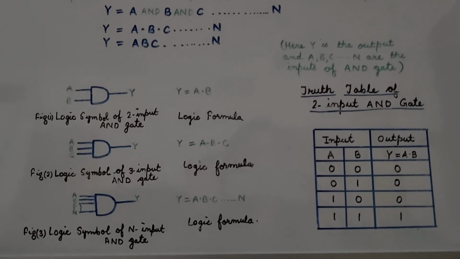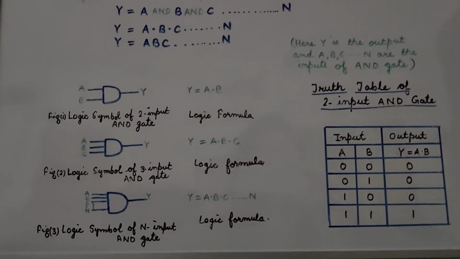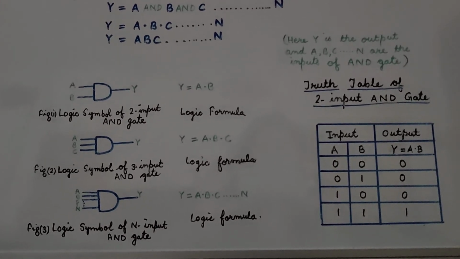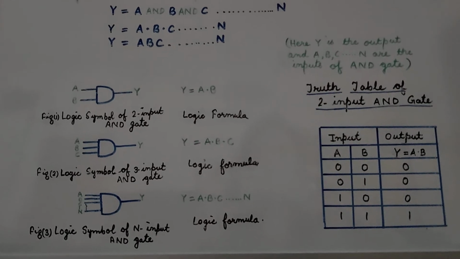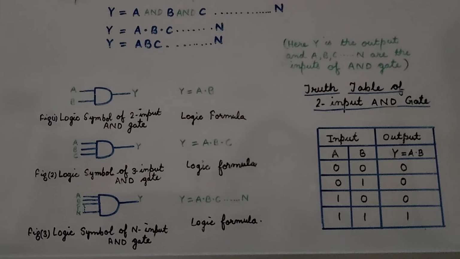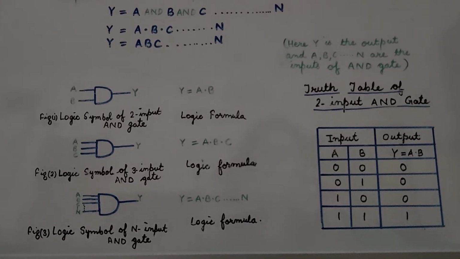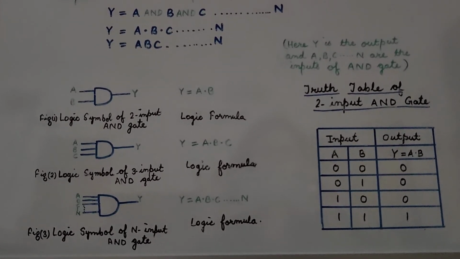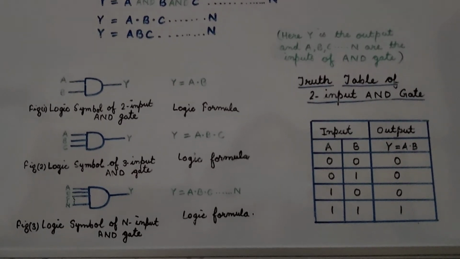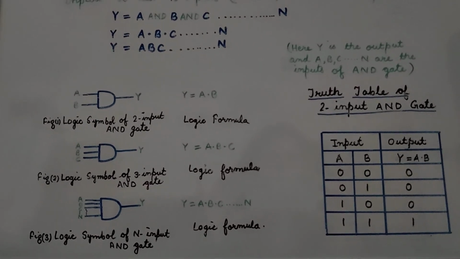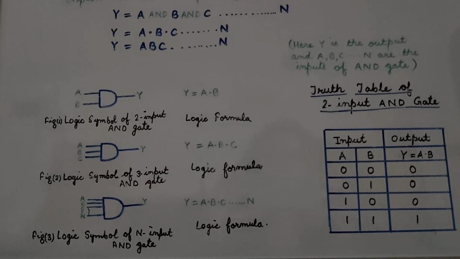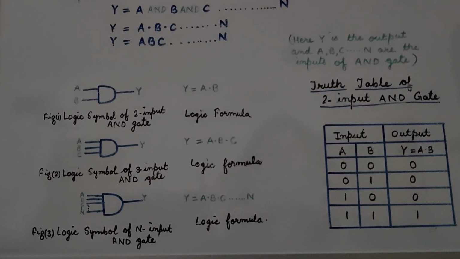Hope you have understood what is a logic gate and how we can draw the logic diagram or logic symbol of AND gate, what will be its logic formula, and how to write the truth table of 2 input and 3 input AND gate. In next lecture, we will be discussing the remaining gates, that is the OR gate, the NOT gate, and NAND gate, NOR gate, XOR gate and XNOR gate.